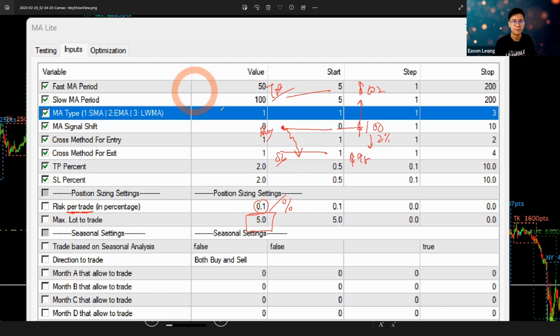So far, is it clear? If it's clear, you can type clear in the chat box and let me know. Okay, very clear.